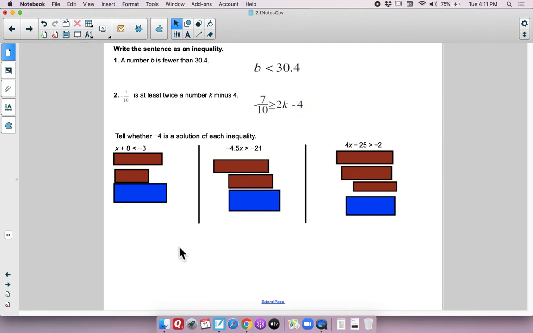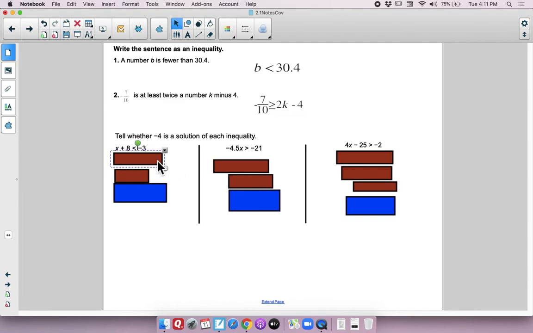Okay, what are you going to do for these? Tell whether -4 is a solution of each inequality. Well, wouldn't you just plug in and want the side that's on the left-hand side to be a smaller number than what's on the right? That's exactly how you do it. So go ahead and try those.